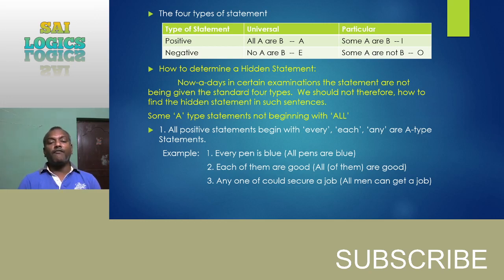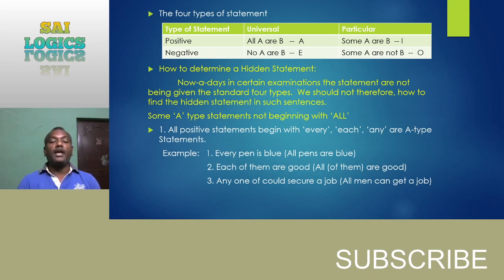See the example: every pen is blue. Every means it is talking about all pens. So that means 100% information, and "pen is blue" means positive information. So we can write it as all pens are blue. That means we have removed "every" and placed "all." The second example: each of them is good. Each of them means everybody. So it is also giving 100% information and the statement is talking about positive information. So we need to place "all" in place of "each." So we have to read it like this: all of them are good.